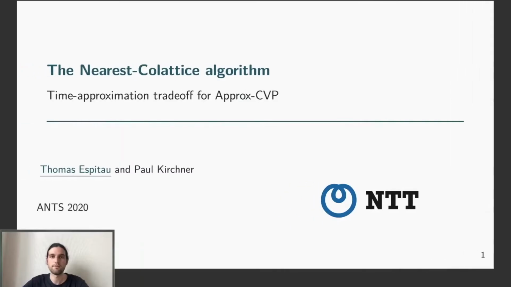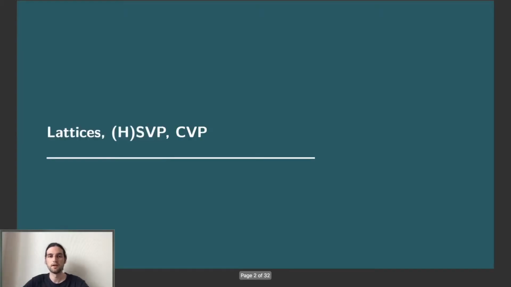Hi everyone, in this short video I'm going to talk to you about the so-called nearest-colattice algorithm, which is a way to perform time approximation trade-off for approximate CVP in lattices. So first of all, I'm going to set a bit of setting and talk about lattices, shortest vector problem, and closest vector problem, which are respectively two of the main problems you have on lattices.